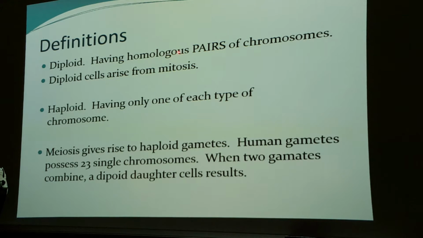So diploid means having pairs of chromosomes. Haploid means only having 1 of each type of chromosome. Meiosis gives rise to haploid gametes. Human gametes possess 23 single chromosomes, 1 of each kind. And when 2 gametes combine, a diploid zygote results.